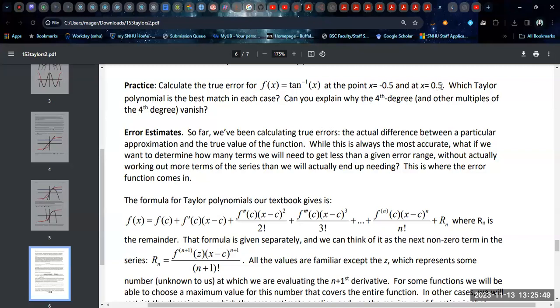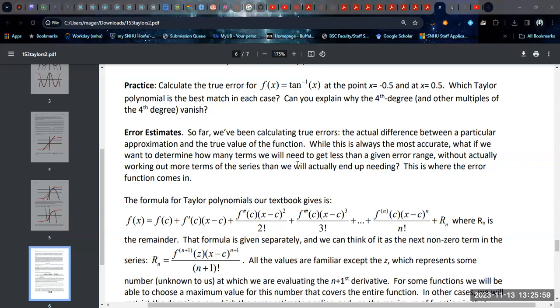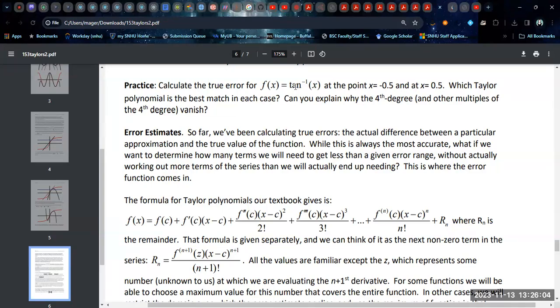Now, if you're trying to estimate at 0.5 and negative 0.5, then you can use that as your interval. Your interval should contain the center and it should contain the point. So if you're estimating the Taylor polynomial for inverse tangent at 0, then you can use the interval negative 1/2 to 1/2. If you're centering it at 1, then you would not be able to use the negative 1/2 to 1/2 interval, because 1 is not even inside that interval.